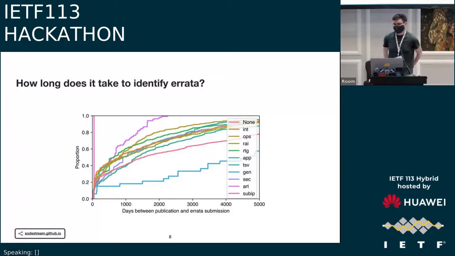Thinking about how long it takes to identify errata. So this is a CDF of days between publication of the RFC and errata being filed against it. Around half of the errata are filed within 1,000 days after publication. Essentially, we think this is a proxy for the popularity of the RFC and how widely it's being read and how widely it's being deployed. But again, we do need to explore this further as well.